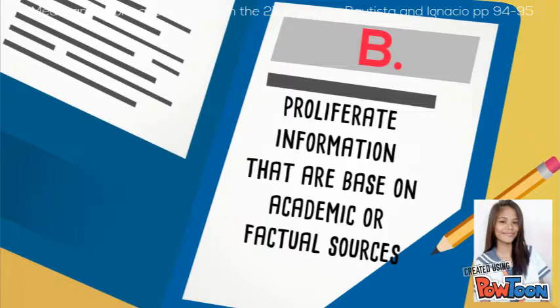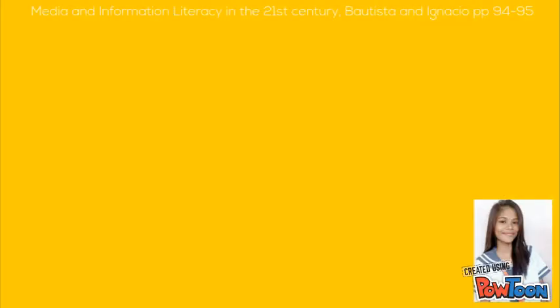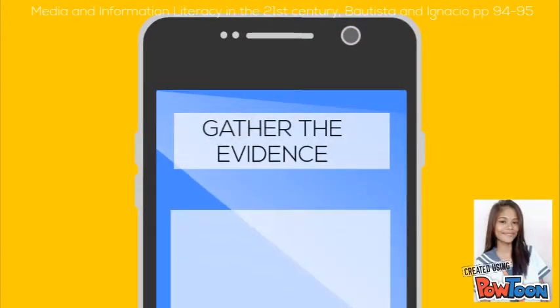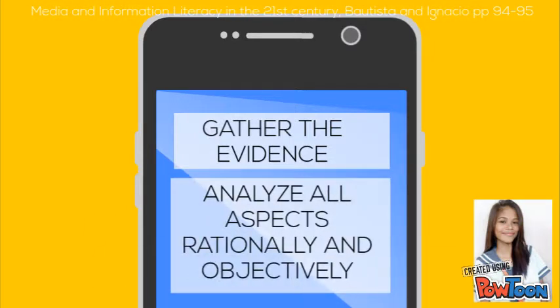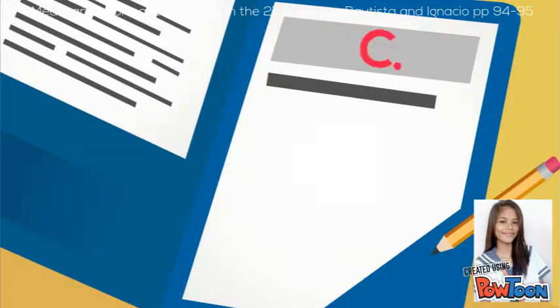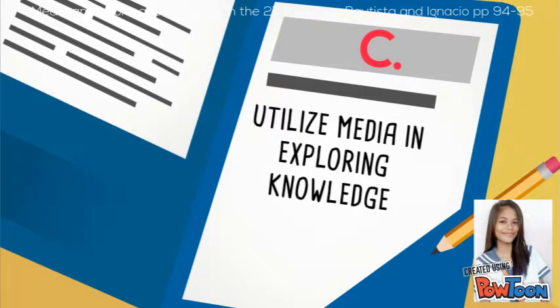Critical thinking is a process used to think about and evaluate information and reach a conclusion. In this context, the word critical is not negative. It means that you shouldn't automatically accept that what you are reading is valid, true, applicable, or correct. Instead, you should gather the evidence, analyze all aspects rationally and objectively, and with an open mind so as to reach your own conclusion.